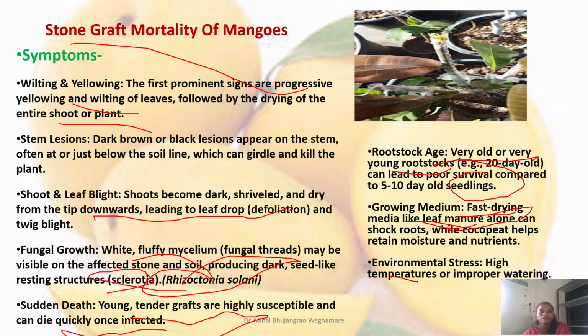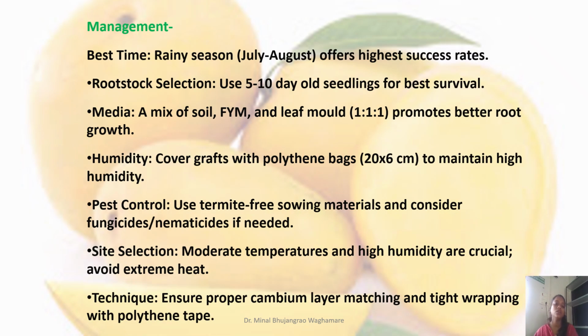So we have to take care that while grafting, young grafting should be done in proper media, and proper rootstock should be used to avoid this disease. Coming to the management, the rainy season offers the highest success rate to avoid this disease, and rootstock selection should be proper. We have earlier seen that only very old and very young rootstock, if we use it, leads to stone graft mortality.